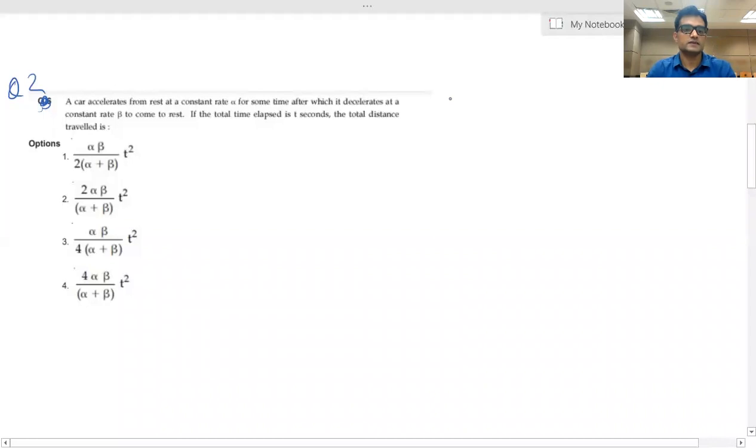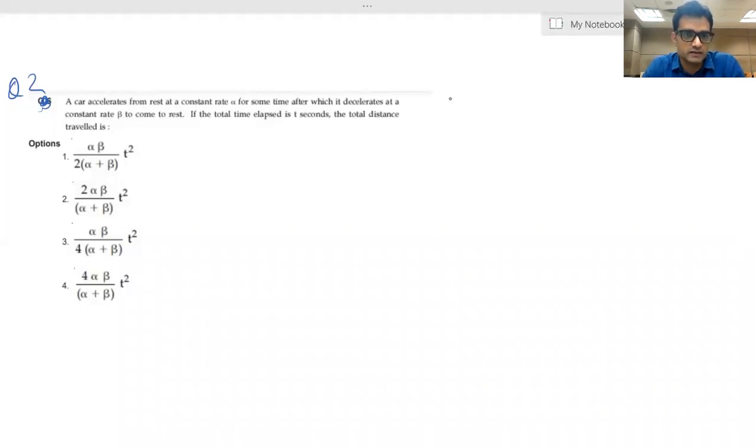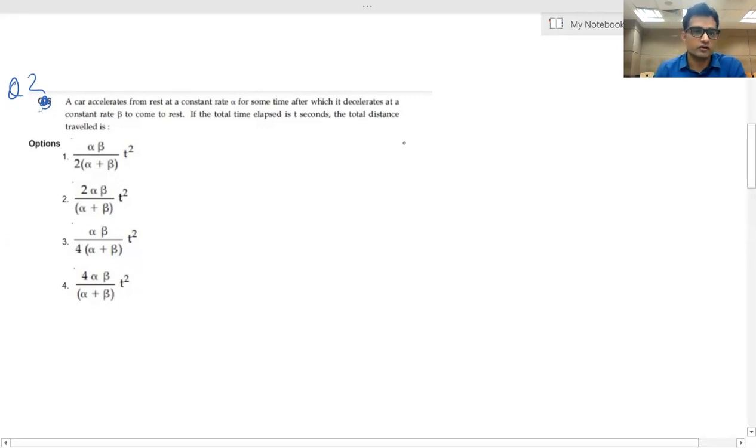So this is our second question. It is a question of kinematics. In this, it is saying that a car is accelerating at a constant rate alpha for some time, and then it decelerates at a constant rate beta to come to rest, and it starts from rest only, and the total time it travels is t. So we have to calculate total distance traveled.